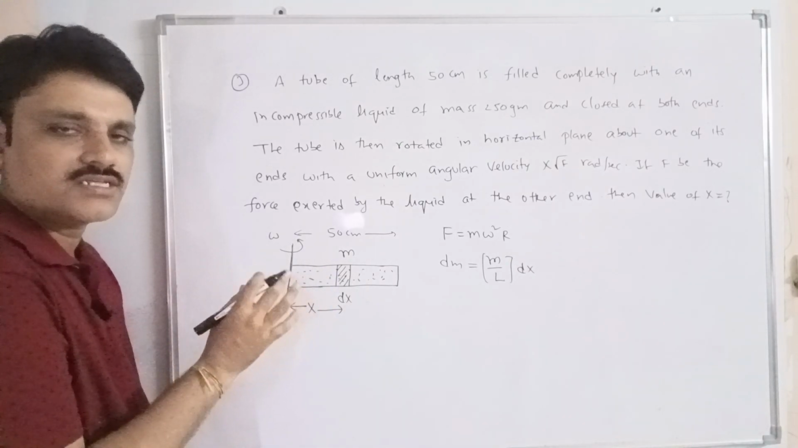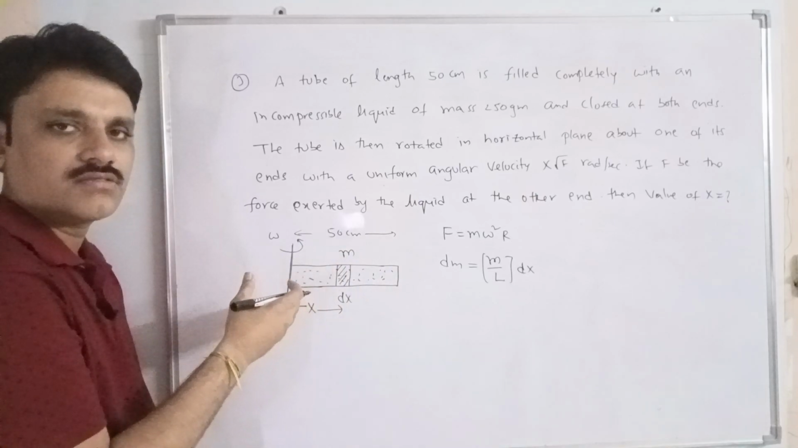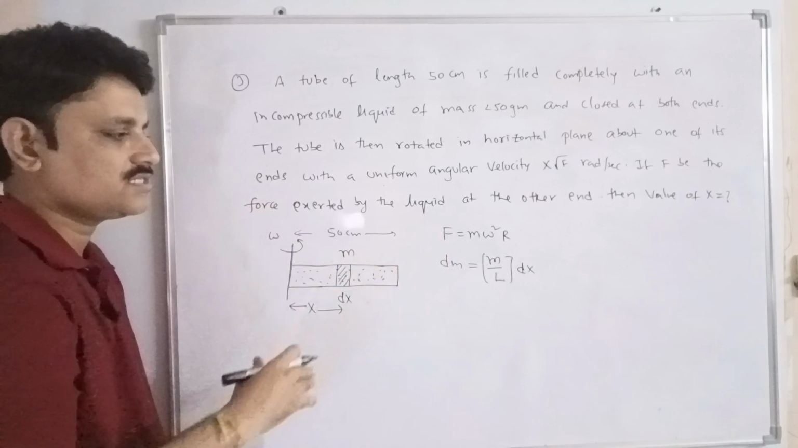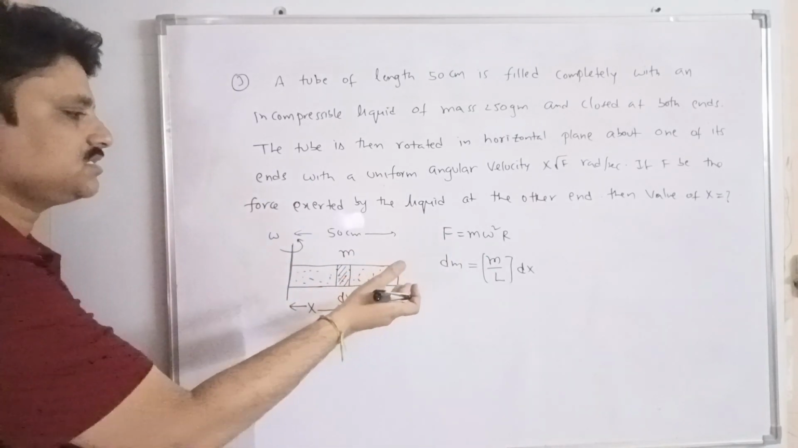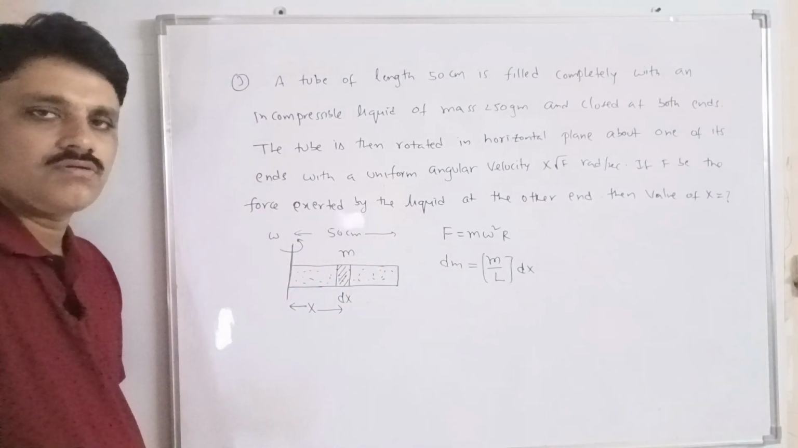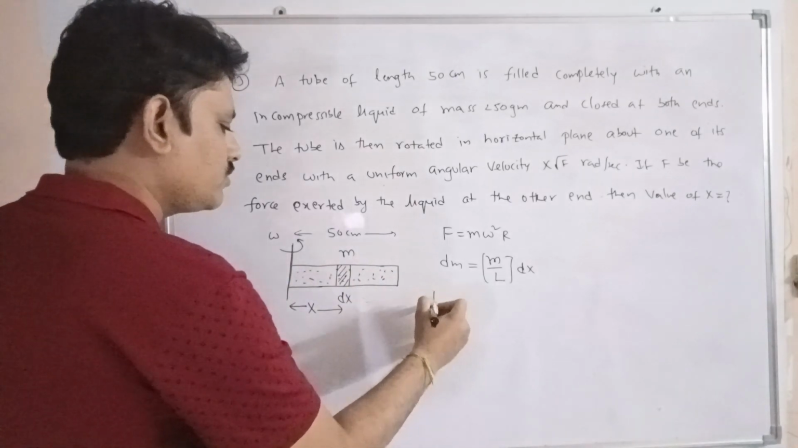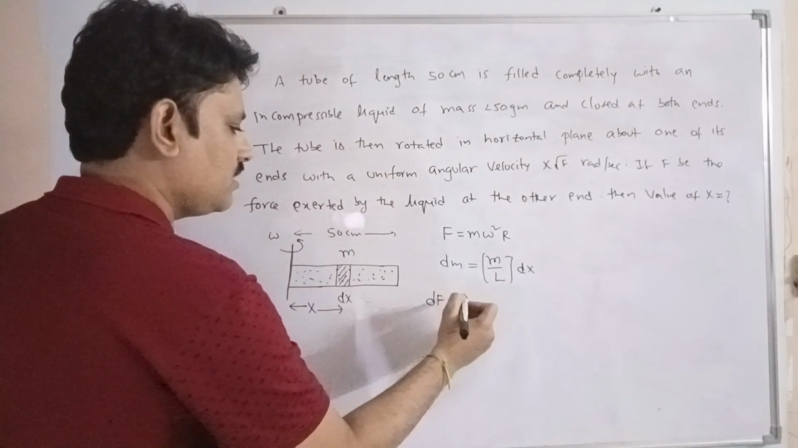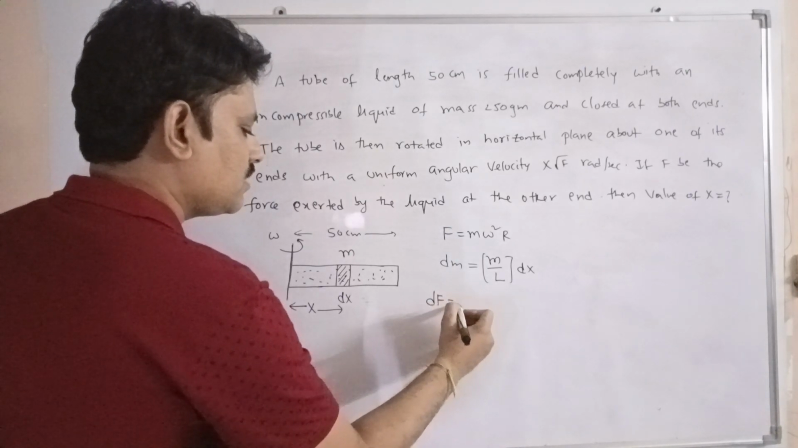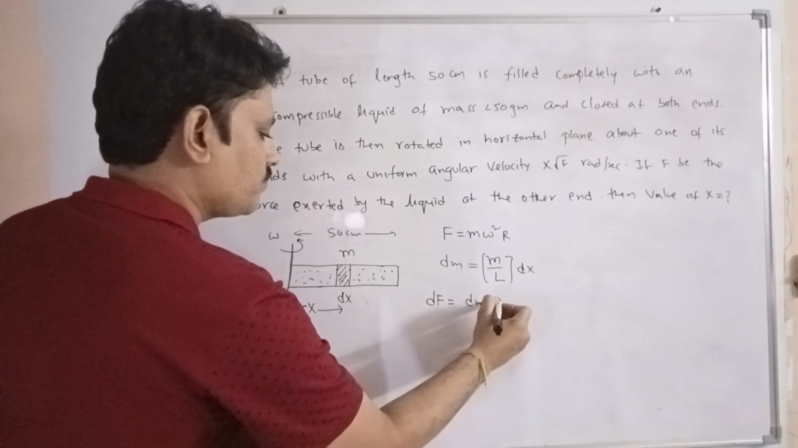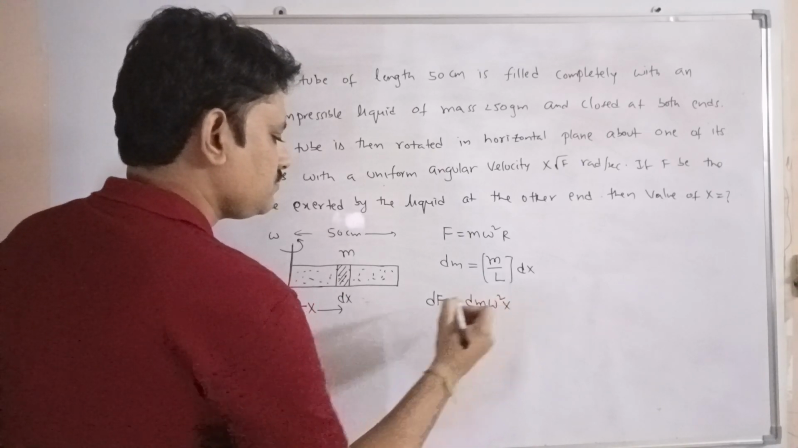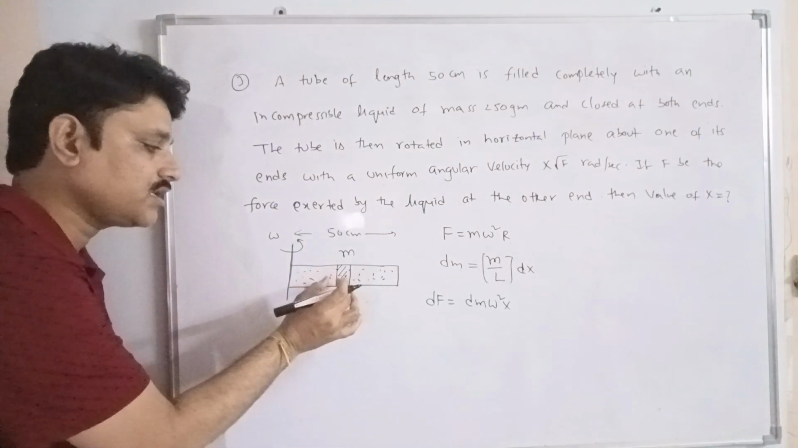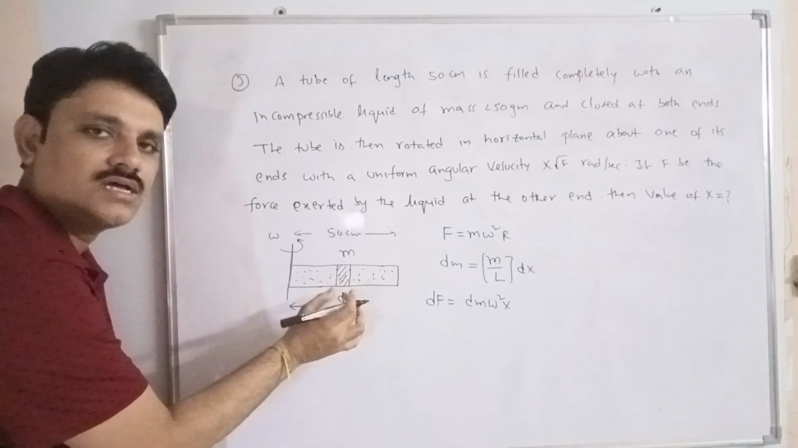So what is dm? Let us suppose m is the total mass; the mass of the dx part is the mass per unit length into dx. Because this is a uniform mass distribution inside the liquid, mass per unit length is m by l. So m by l into dx is nothing but dm. Initially the force acting due to the small part on the other wall is df equal to dm into omega square into x.